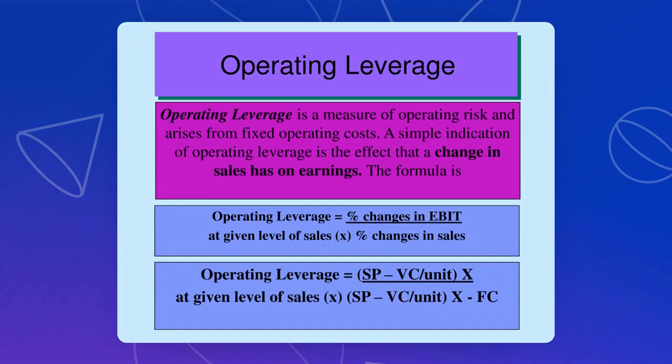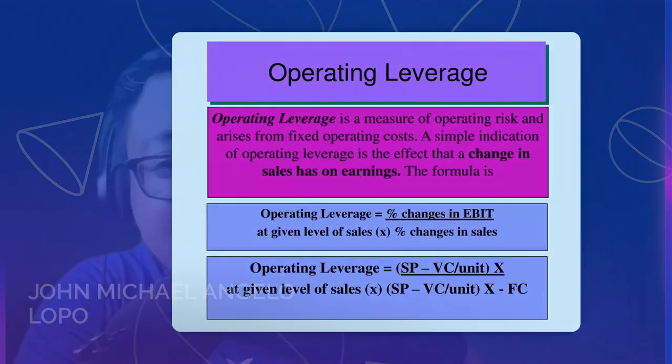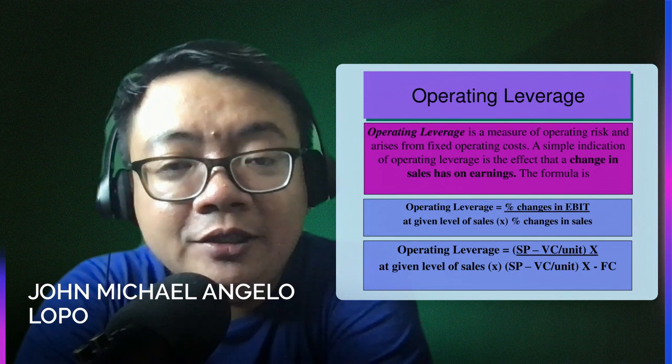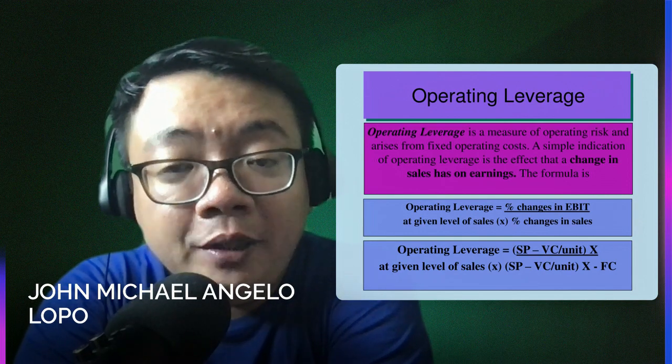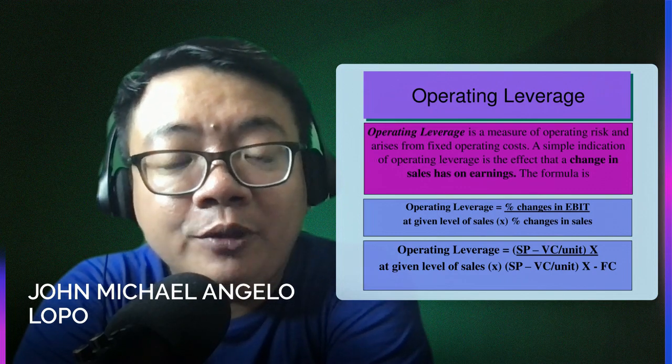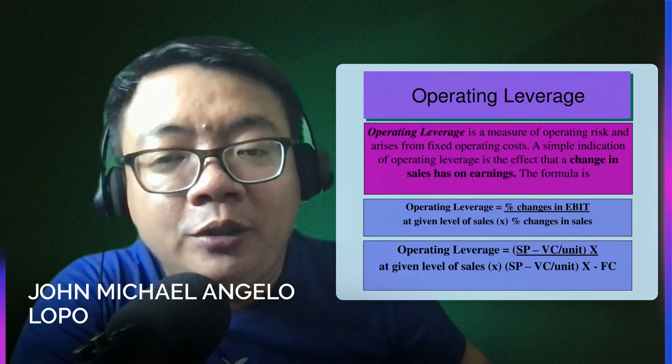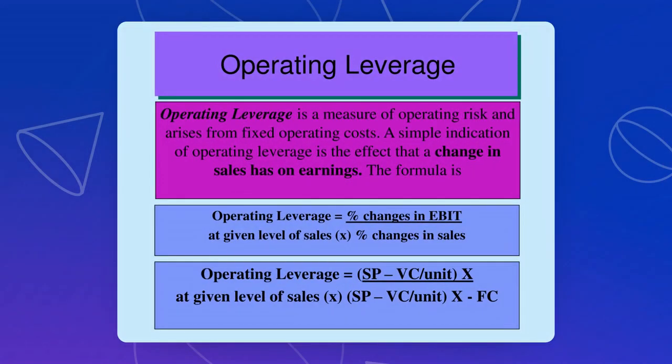Next one is all about operating leverage. What is operating leverage? Operating leverage is a measure of your operating risk arising from your fixed operating cost. Please take note that operating leverage is a measure of operating risk and arises from your fixed operating cost. A simple indication of operating leverage is the effect that a change in sales has on earnings.